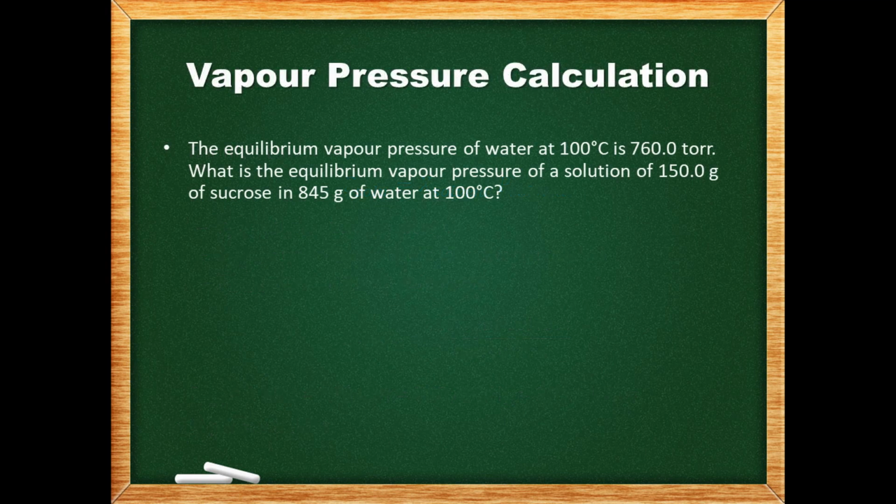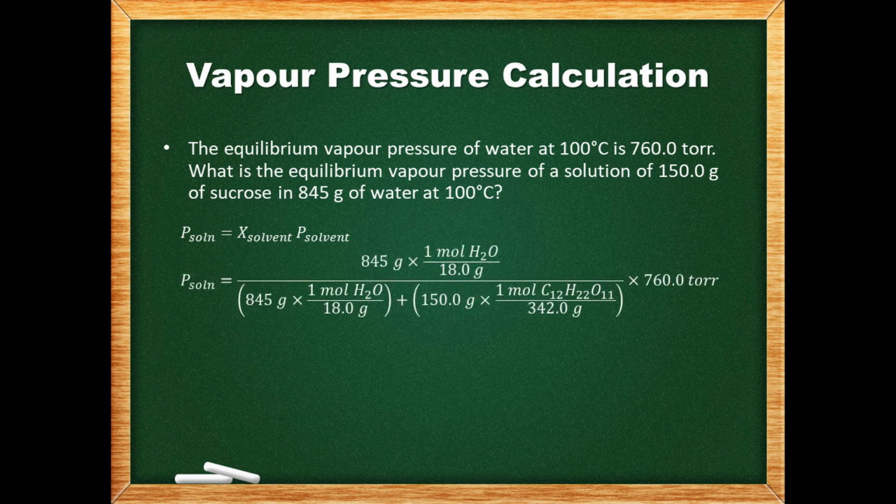This question asks us to find the equilibrium vapor pressure of a solution of sucrose in 845 grams of water at 100 degrees Celsius. The equilibrium vapor pressure of water at 100 degrees Celsius is 760 torr. In this case, the water is the solvent and the sucrose is the solute. We can use the molar masses of both compounds to find the moles because we will need the moles for the mole fraction. Remember that it is the mole fraction of the solvent and not the solute.